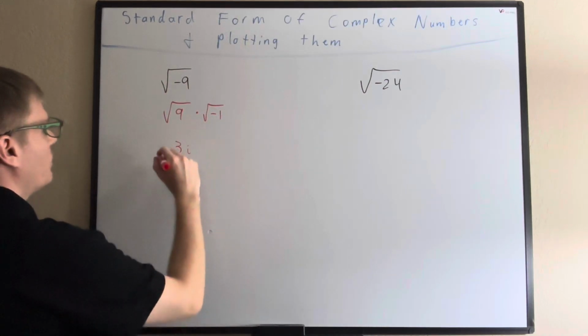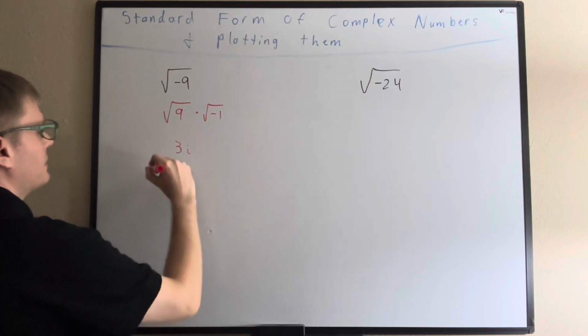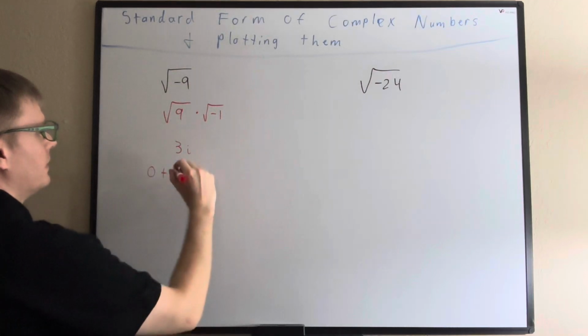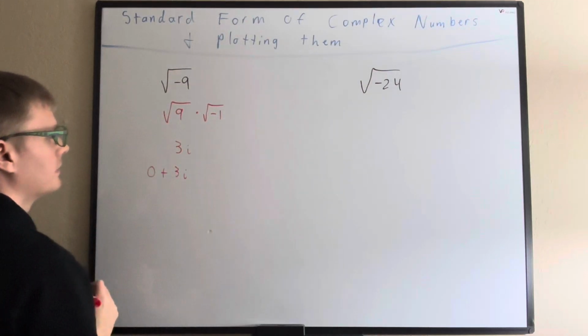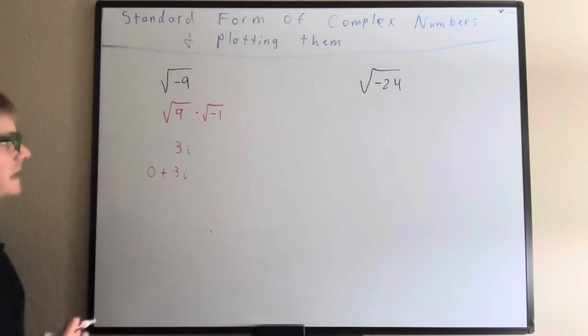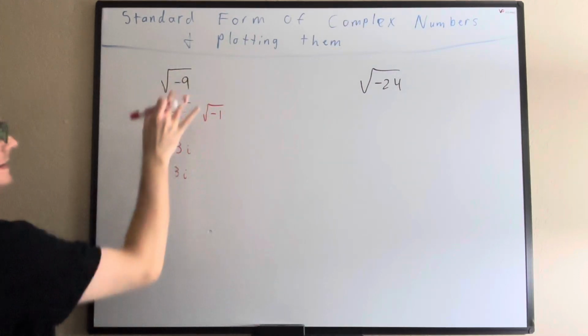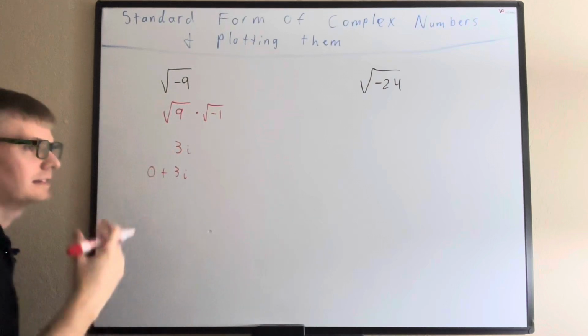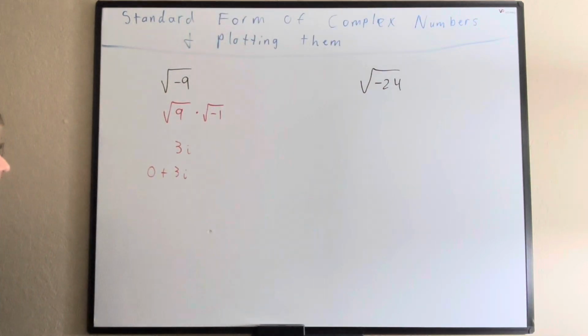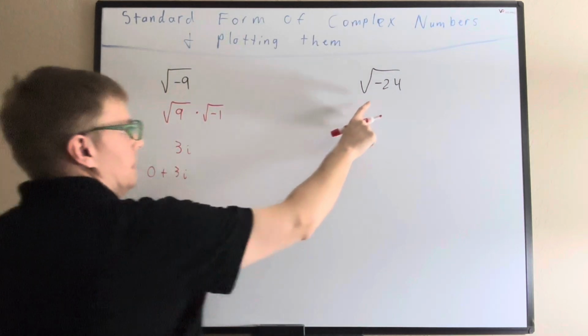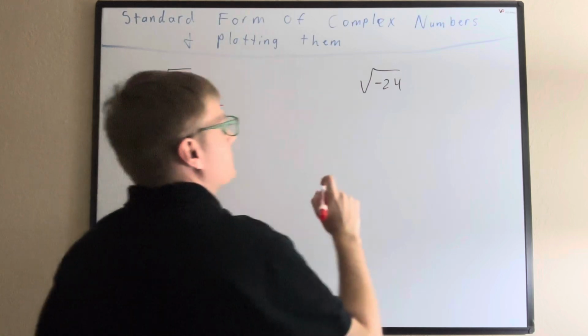Now, standard form, there usually is some other extra number here, plus 3i. But we won't really come across any examples of that where you evaluate them like that until later on when we use the quadratic formula. Anyway, let's do this one too, just for practice.